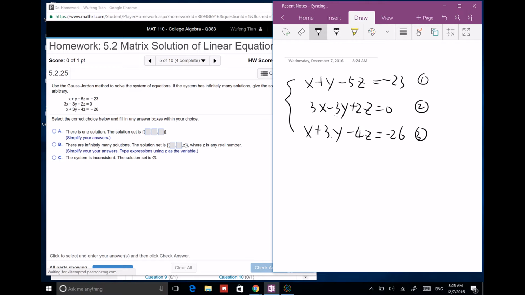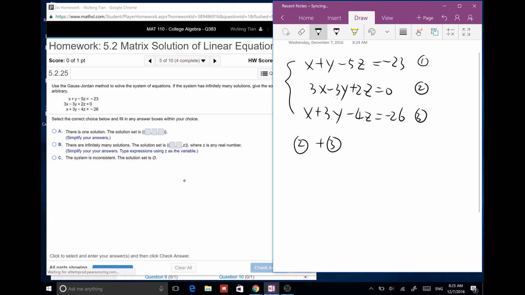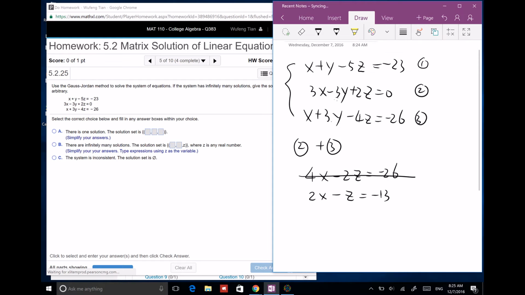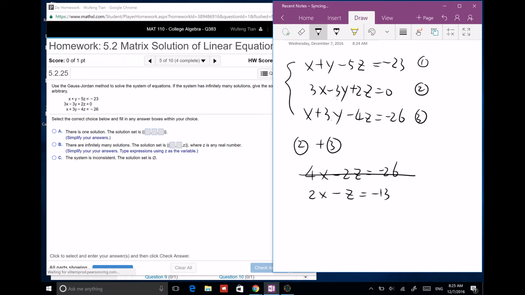2 plus 3, the y cancels out. We got 4x minus 2z equals negative 26. And 2x minus z equals negative 13. Okay, divide everything by 2. And then I use 2 and 3 to cancel y. Then I use 1 and 2 to cancel y.